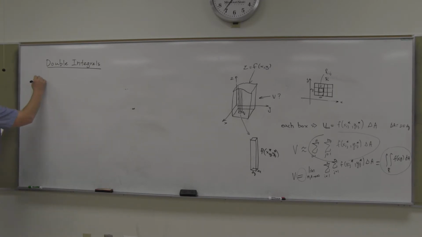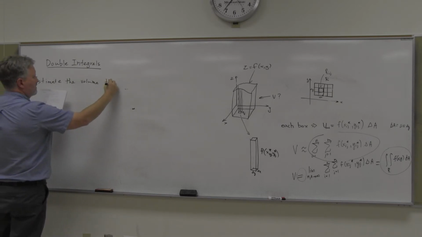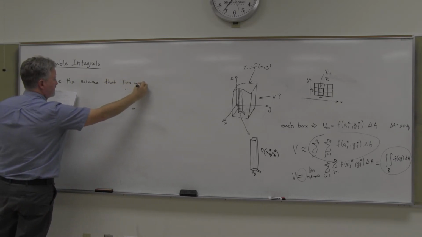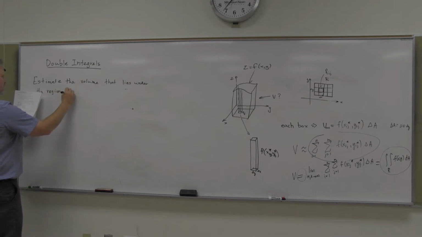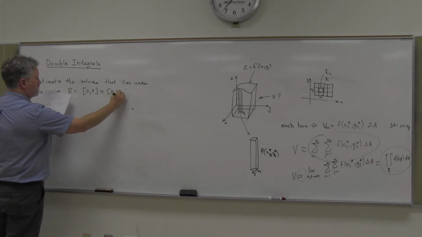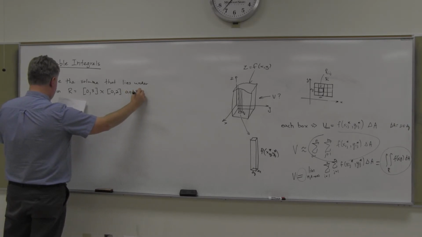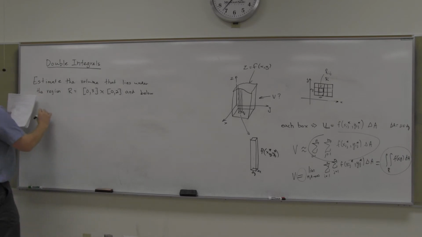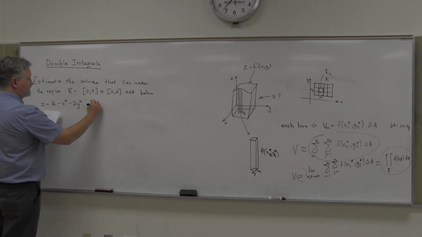Okay, so let's do this one. Estimate the volume that lies under the region R equals 0,3 by 0,2, that lies under that region, and below z equals 16 minus x squared minus 2y squared. Here's how we're going to do that. We're going to divide R into 6 squares.